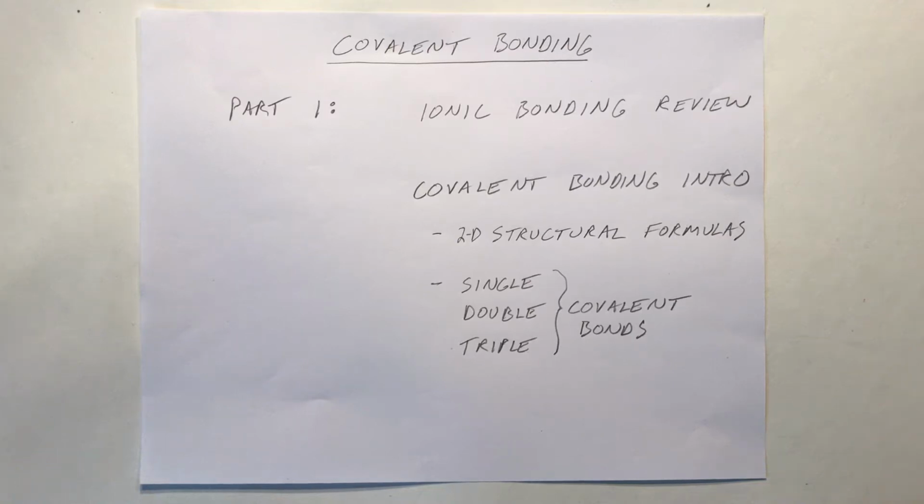Covalent Bonding, Part 1, Ionic Bonding Review, and Covalent Bonding Intro. We're going to talk about two-dimensional structural formulas, or Lewis structures, and single, double, and triple covalent bonds. In this video, we're going to be using electron dot structures.